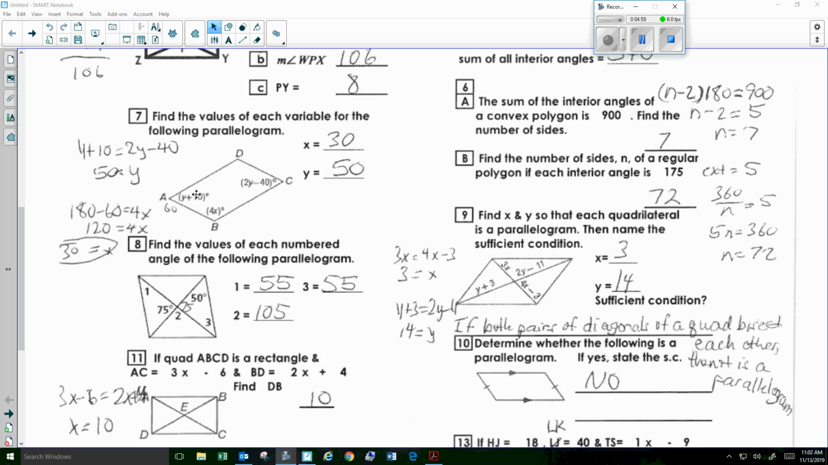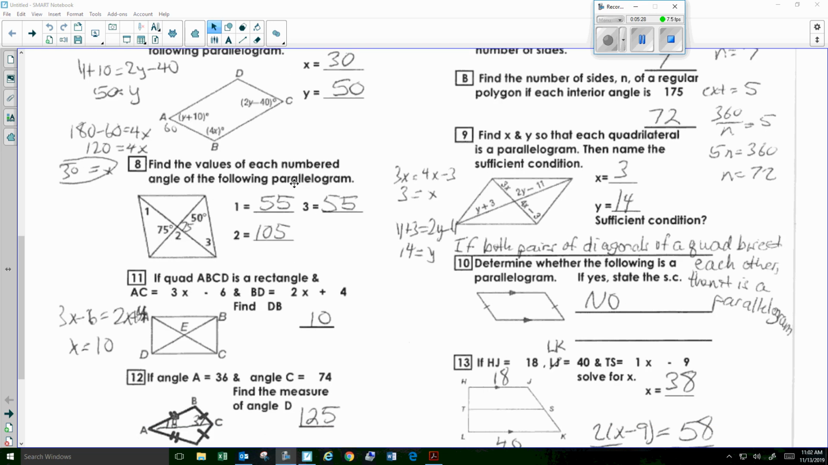So the first thing I'm going to do is not the supplementary part, because that's got a y and an x. I want to do the opposite angles are congruent because they only have y's in them. So those are congruent. Set them equal to each other. Y is 50. Now I plug that 50 in there plus 10 is 60. So that's why I have the 60 written here for angle A. Remember, then these two are supplementary. So this has to be 180 minus that 60, or 120, equals the 4x. Divide that by 4 and you get x equals 30.